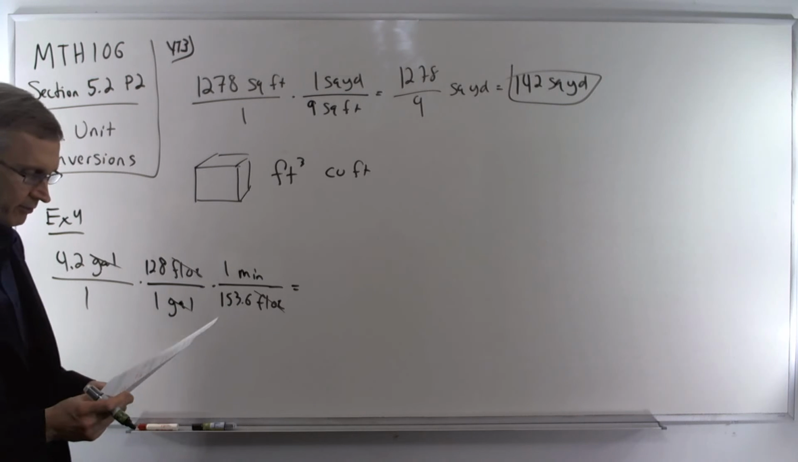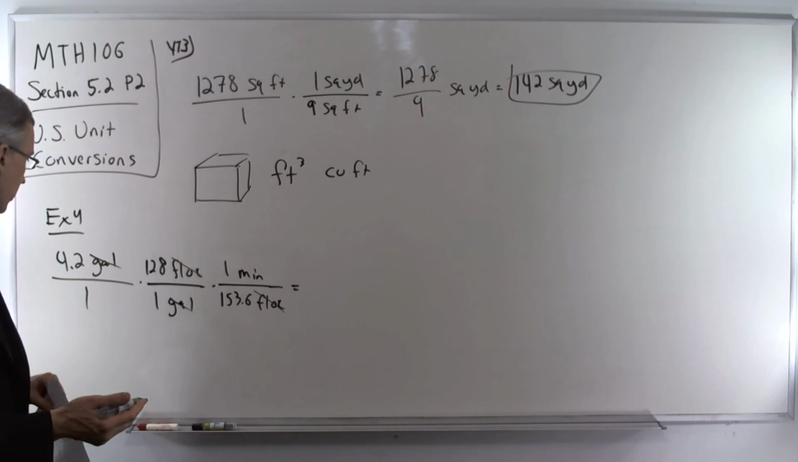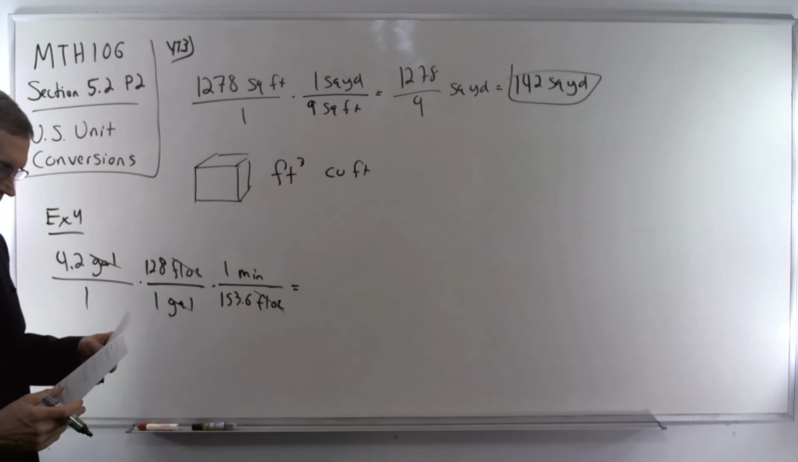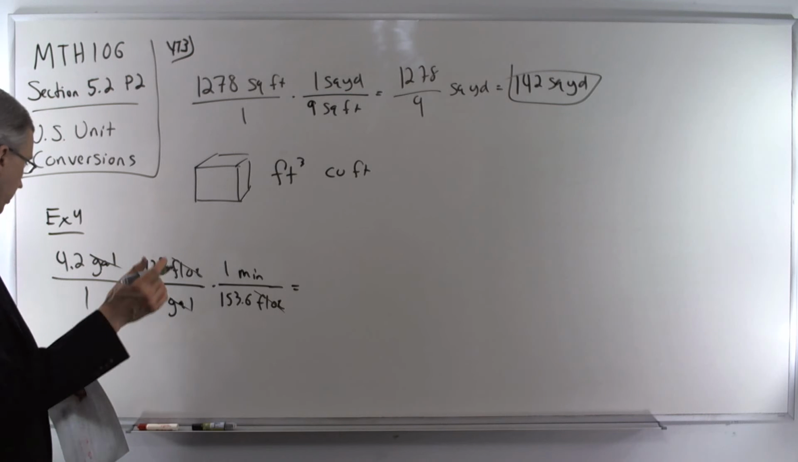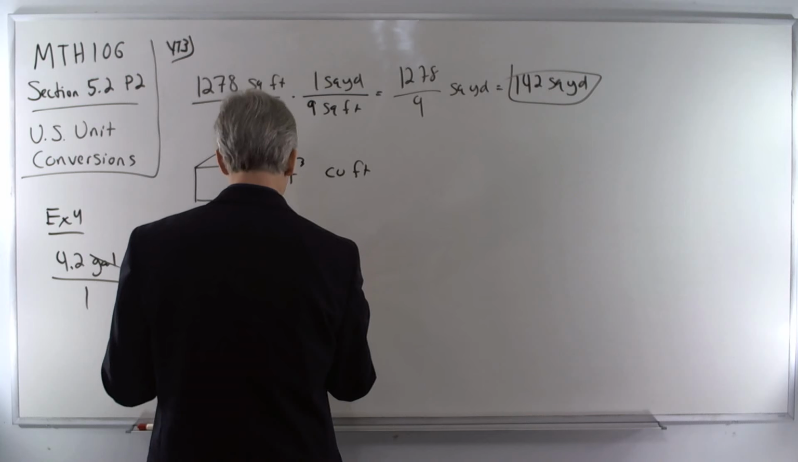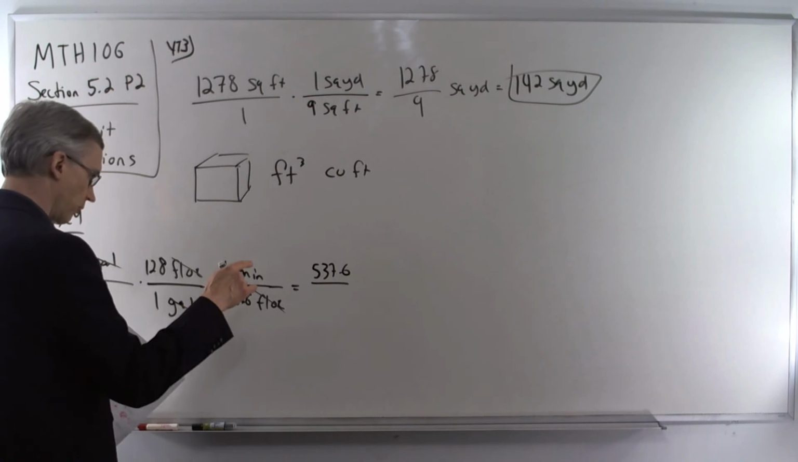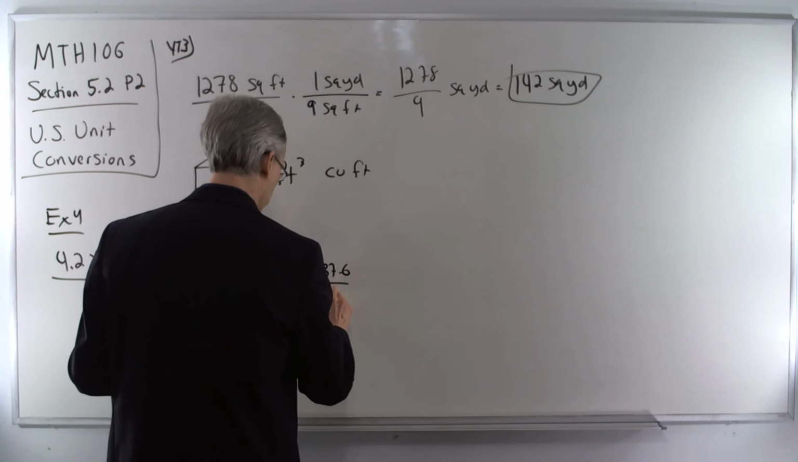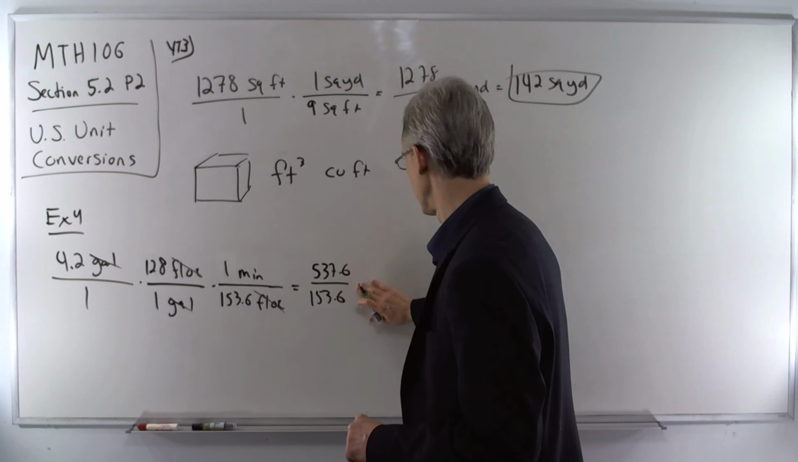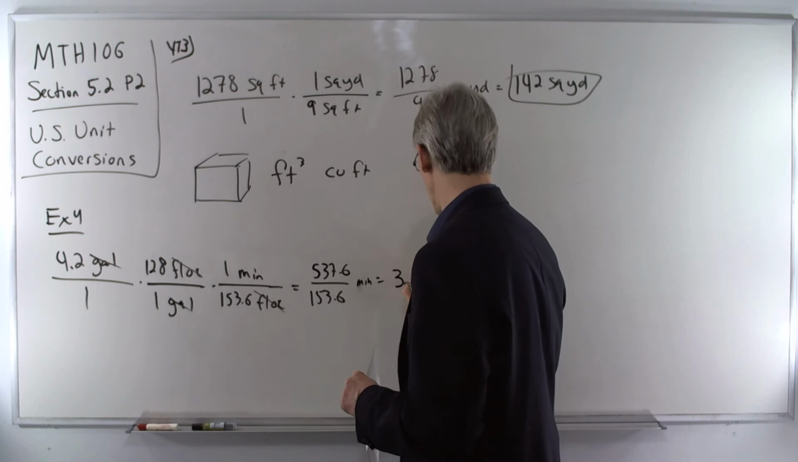Now the question is asking for how many minutes does it take for it to fill? So there's our desired quantity. Only quantity left is minutes. So we've got it set up correctly. All right, multiplying straight across. 4.2 times 128 gives us 537.6. And on the bottom, 153.6. Dividing this out, the units are minutes. Divide this out and we get 3.5 minutes.